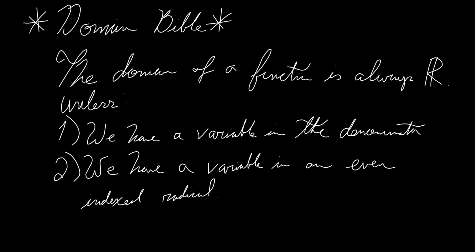Okay, so this problem: find the domain of each function. A, 1 over x squared minus x. This is going to violate my first rule, right? Again, the domain of a function is always all real numbers unless, number 1, we have a variable in the denominator, or number 2, we have a variable in an even indexed radical. Here we have a variable in the denominator, so we've hit the unless criteria.